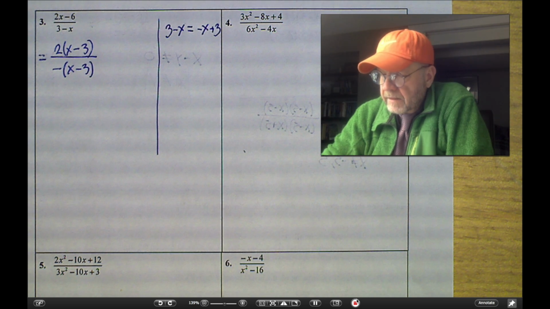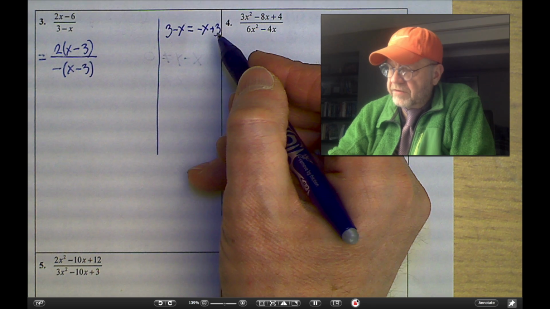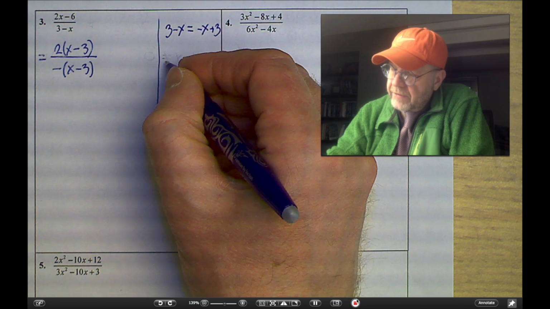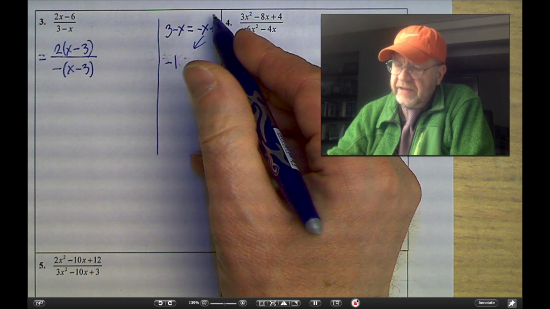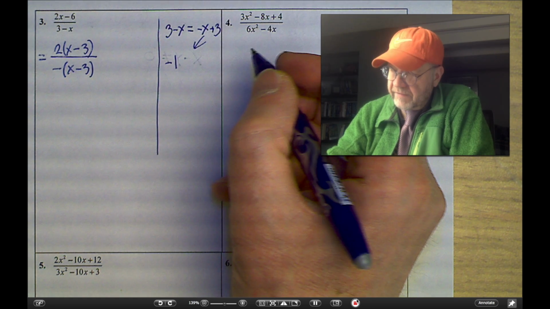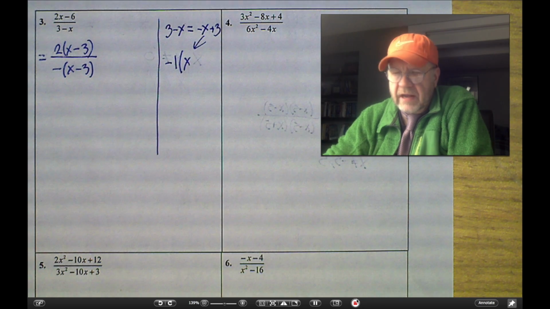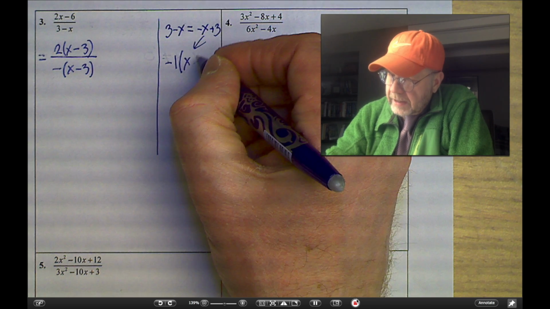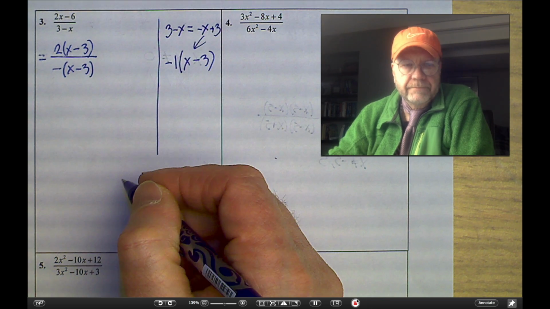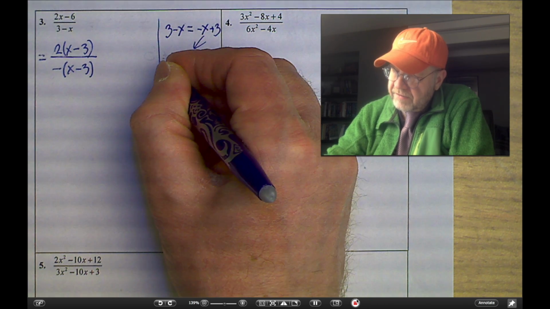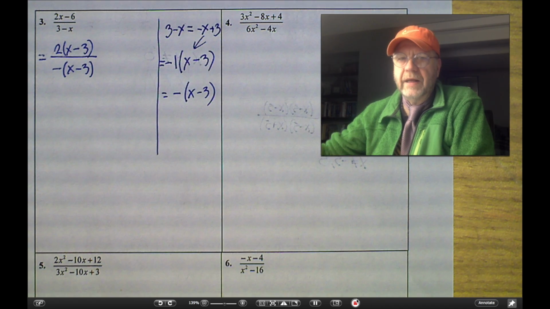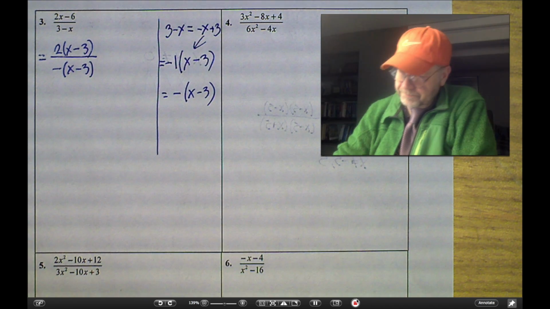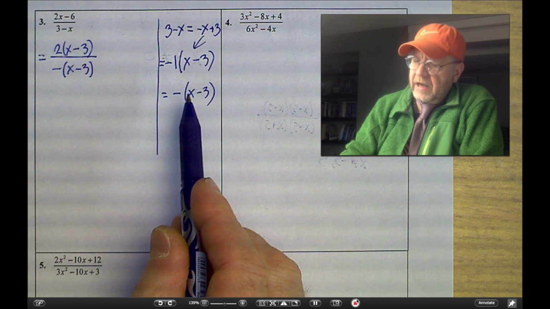Okay? So if I have negative x plus 3, what if I divide out a negative 1 from this expression here? Well, if I take negative 1 out of negative x, I'm going to be left with x. And if I take negative 1 out of positive 3, I'm going to be left with negative 3. And so this is the same as negative times x minus 3. Magic. So that's how I got this, by doing this.